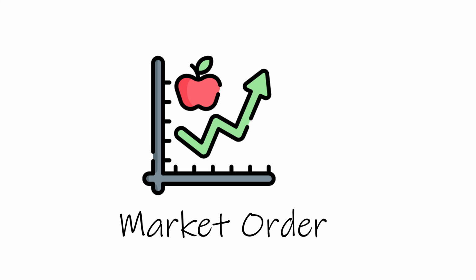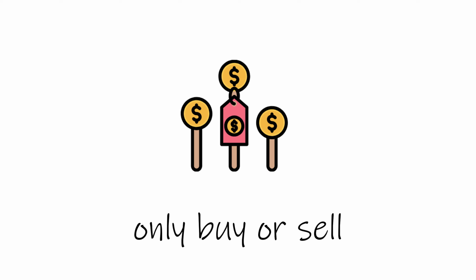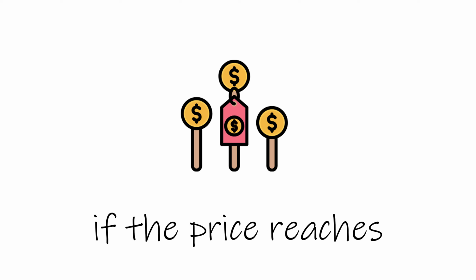Market order. This means buy or sell right now at whatever price is available. It's fast, but you might not get the exact price you want. Limit order. This means only buy or sell if the price reaches exactly what I want. You might wait longer, but you get your exact price.